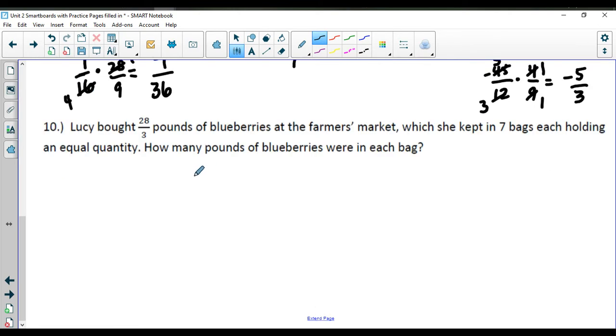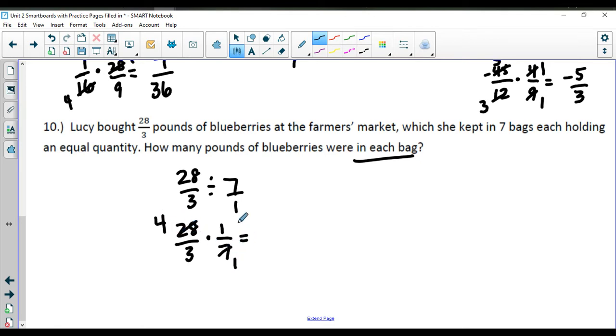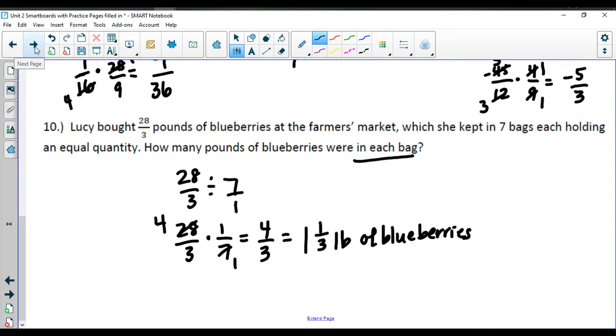Lucy bought 28/3 pounds of blueberries at the farmer's market, which she kept in 7 bags, each holding an equal quantity. How many pounds of blueberries were in each bag? So we're taking the 28/3 and dividing it into the 7 bags. So 28/3 times, this is going to be written like 7 over 1. Reciprocal is 1/7. Reduce. 4 times 1 is 4. 3 times 1 is 3. Because it's a word problem, we want to say this is 1 1/3 pounds of blueberries. And you could even say per bag if you wanted to, but 1 1/3 pounds of blueberries is good.